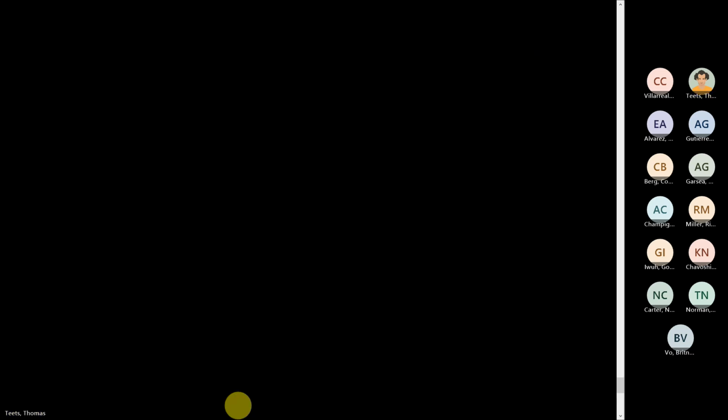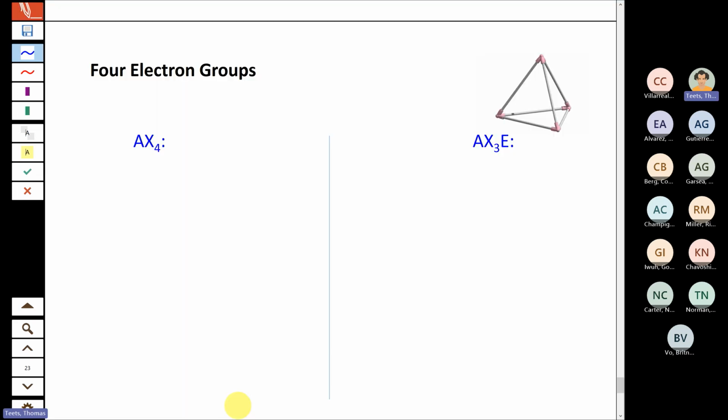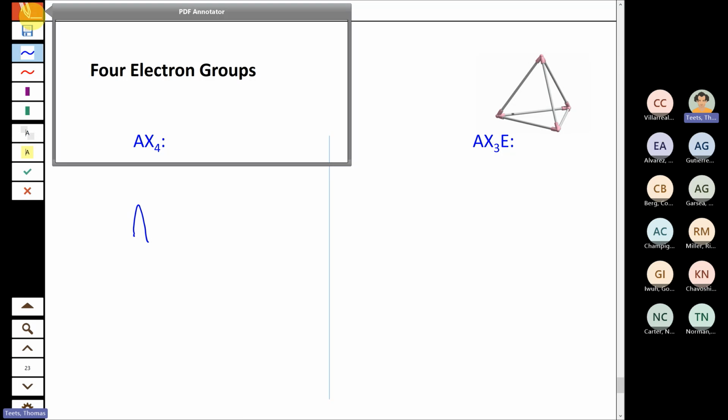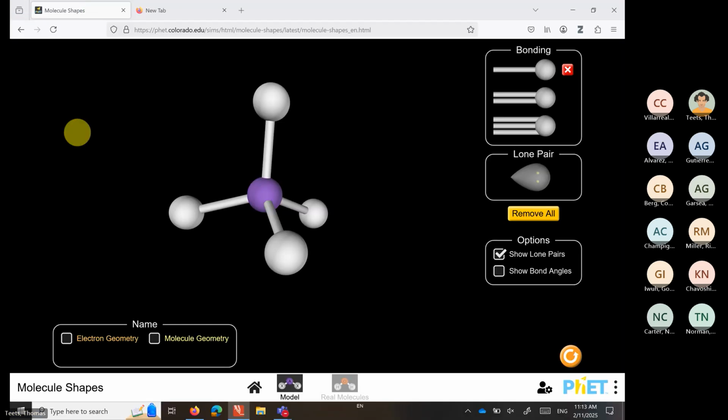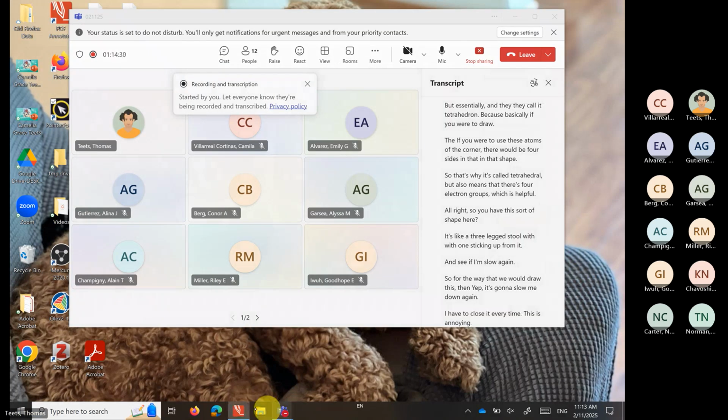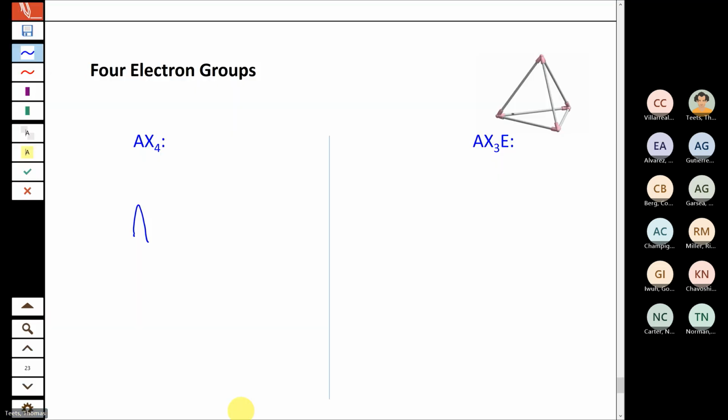And see if I'm slow again. So for the way that we would draw this then, yep, it's going to slow me down again. I have to close it every time. This is annoying. I blame Teams because Teams takes up way too much of a computer's memory.